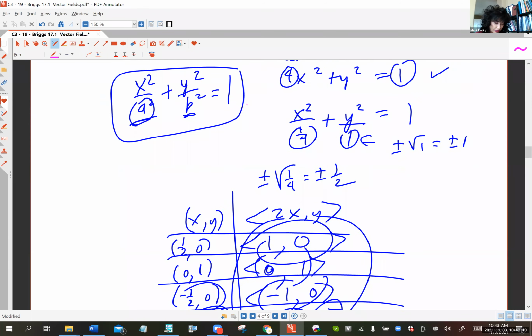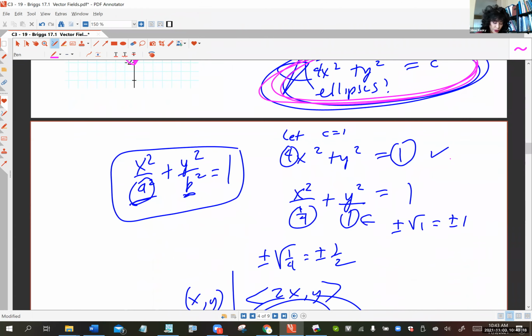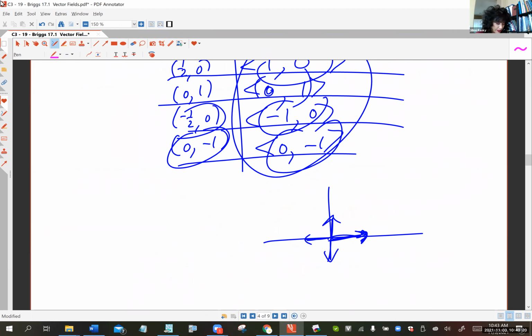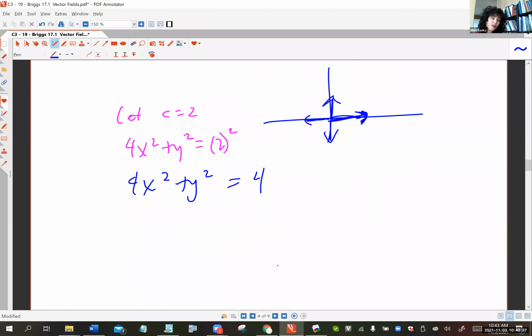So in my level curve in scalar fields, how about we let C be some other number? How about C equals 2? Okay, so what of it? So let's let C equal 2 instead. So then we'll have 4x squared plus y squared equals 2 squared. So then what will this ellipse look like? And you got to honor it. Don't just draw any ellipse. It's got to be one of these actual ellipses from your scalar fields.